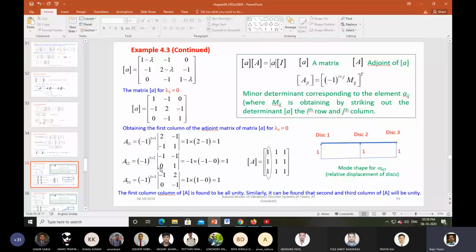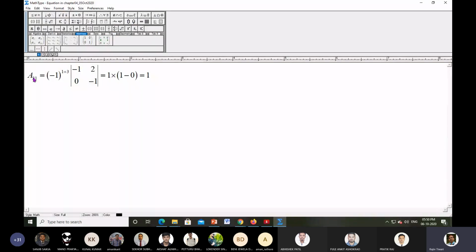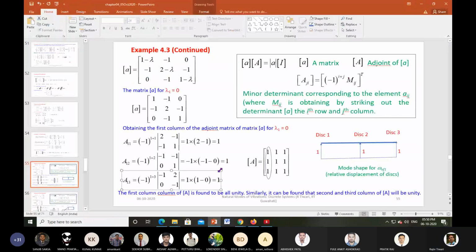And if I take this, then this will become 1. Similarly, this is 1, 3, first row, third column to be eliminated. So first row and third column, so -1, 2, 0, -1. So basically, I obtain the first column of this.